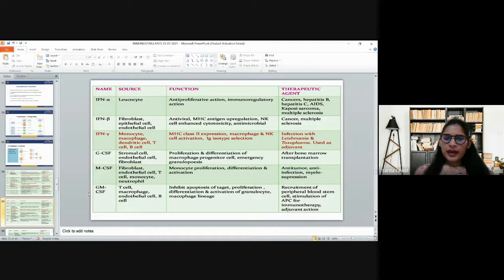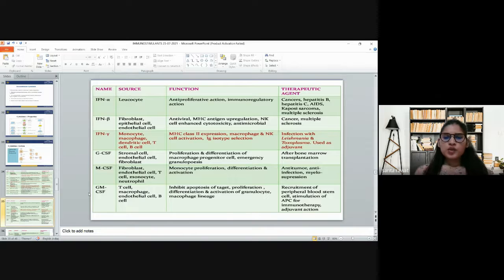Next, we have MCSF. The source include fibroblast, endothelial cell, T cell, monocyte, neutrophils. The function included monocyte proliferation, differentiation, and activation. Therapeutic agent include anti-tumor, anti-infections, myelosuppression.